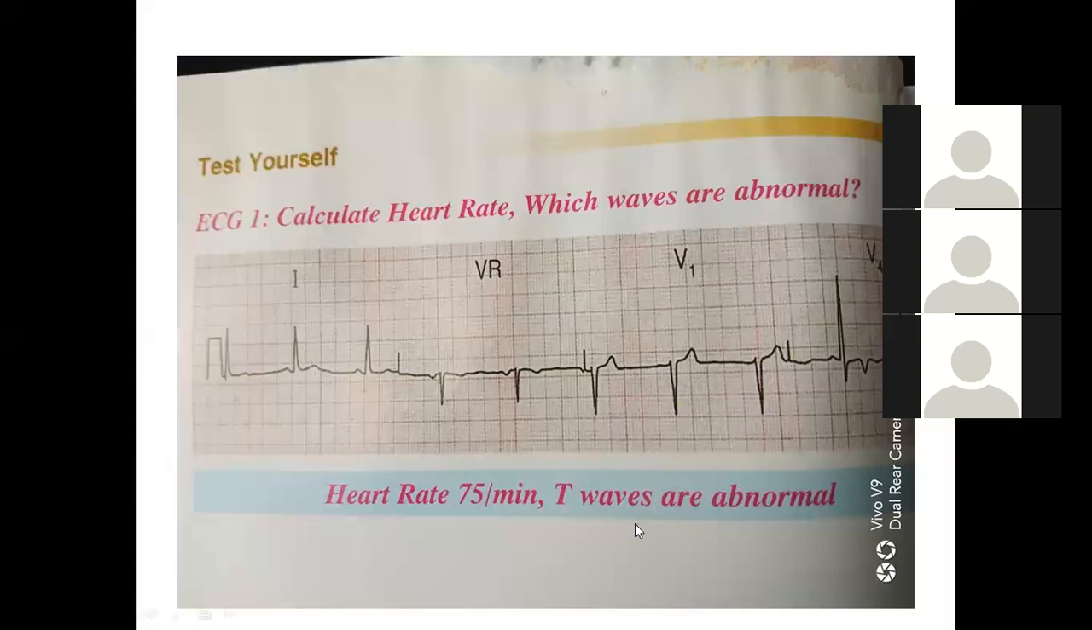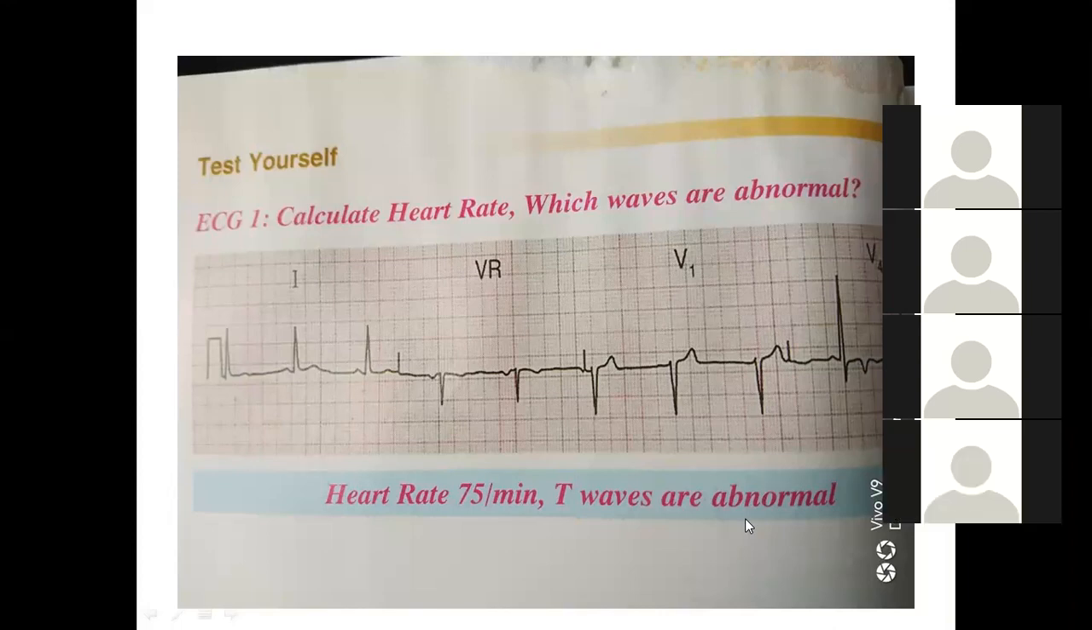See, they have written something called T waves are abnormal. Is the answer correct, what they have given? Sir, how can we show the abnormality? The question is, is the T wave normal or abnormal? Sir, it is elongated, abnormal. Sir, it's normal. We start with lead 1, V1. Now we'll go one by one. I'll explain to you.